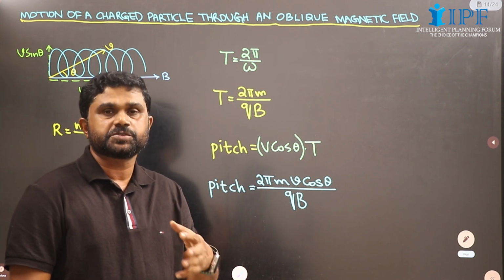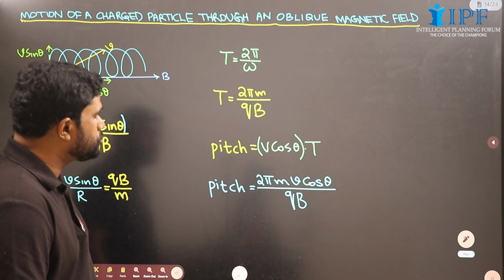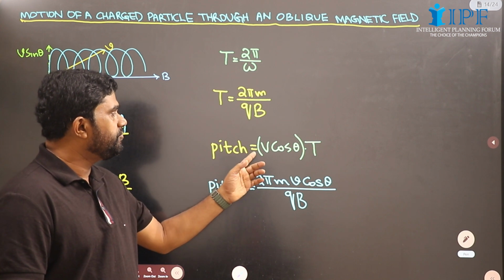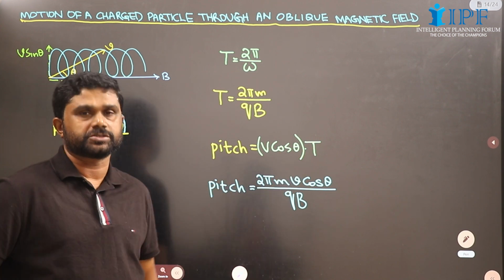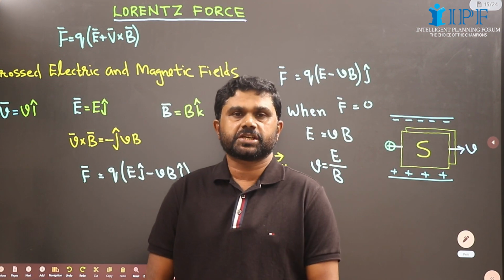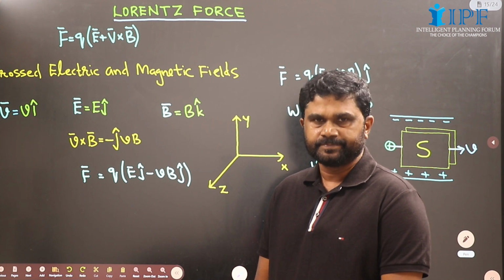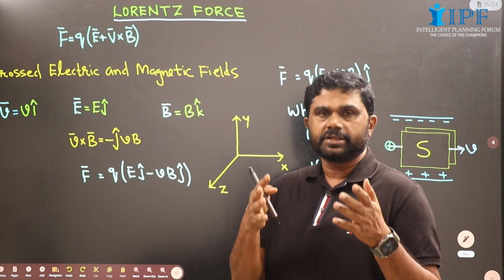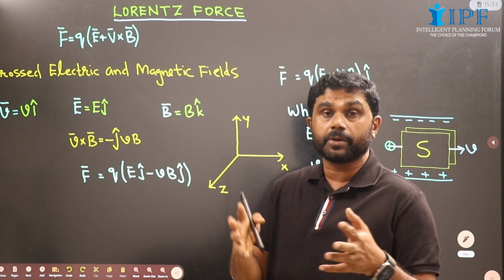We have to get the displacement in one period, and that period is equal to 2 pi m by qB. So the pitch will be v cos theta into time, so 2 pi m by qB into v cos theta. Now let's consider the motion of a charged particle through crossed electric and magnetic fields. In this case, the electric field, the magnetic field and the velocity vector are mutually perpendicular.